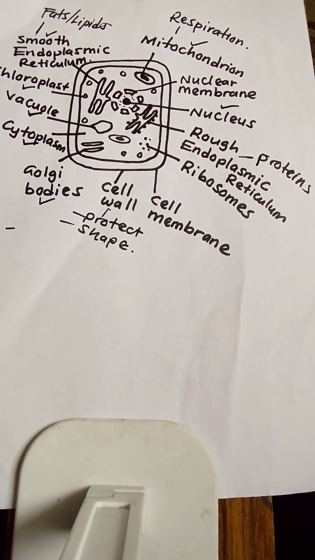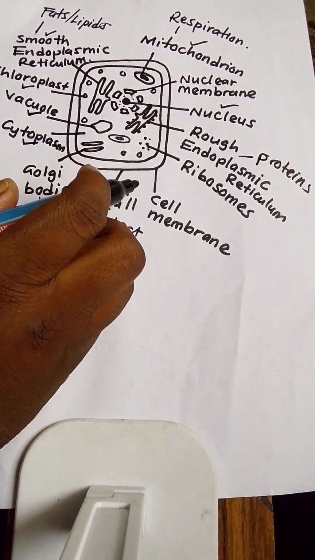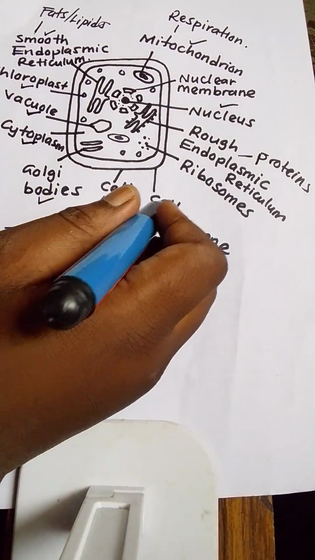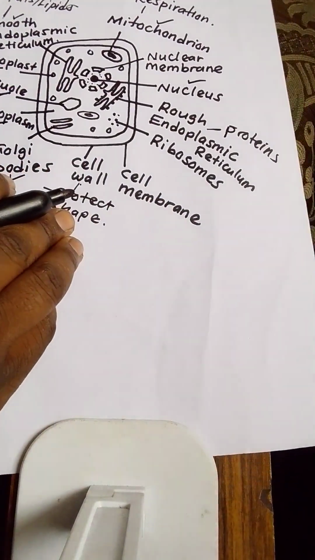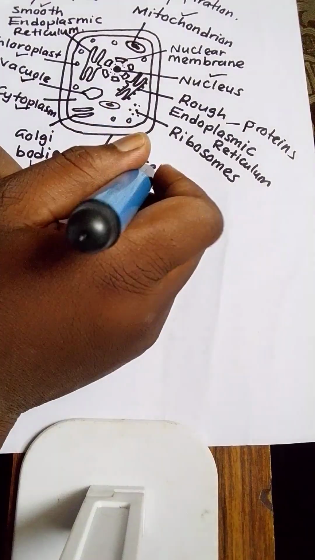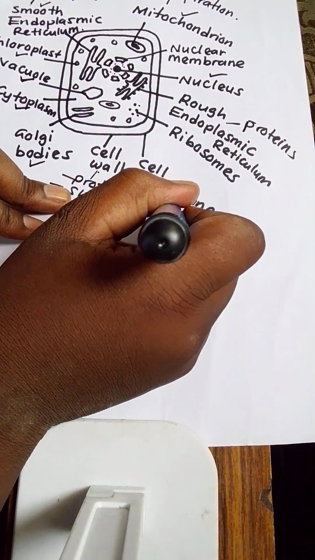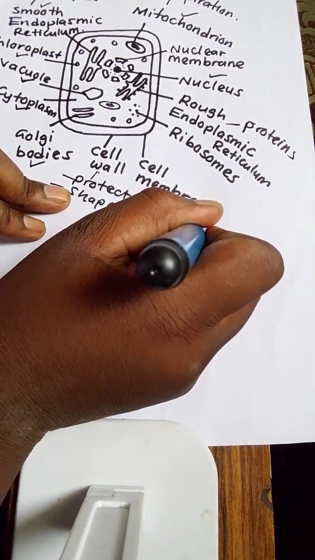Then cell membrane. What is the function of the cell membrane? The cell membrane allows some solutions to get in and out of the cell. That's why it is selectively permeable.